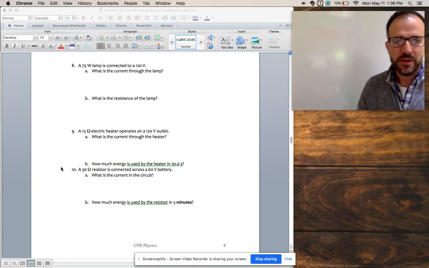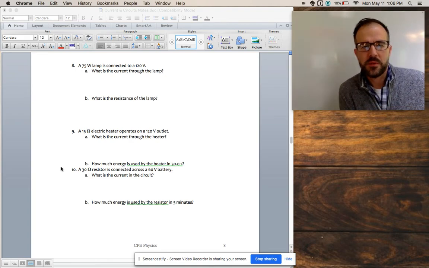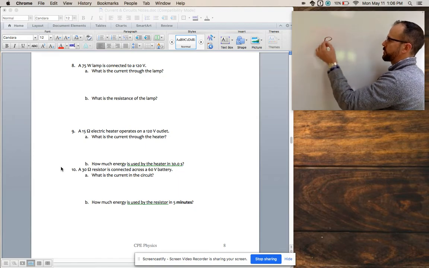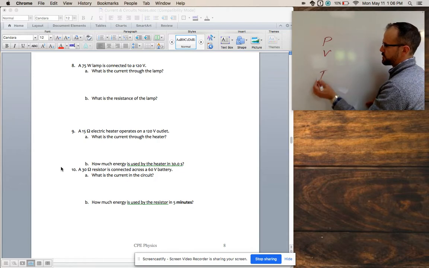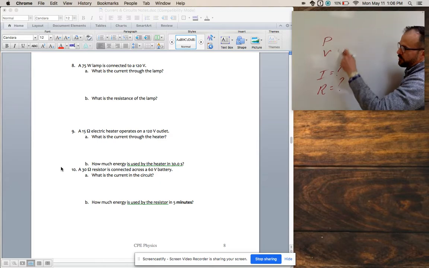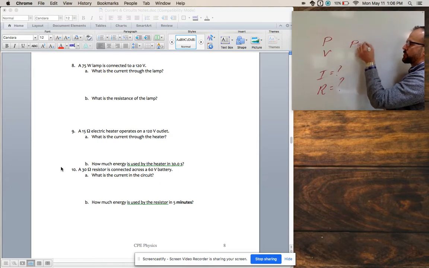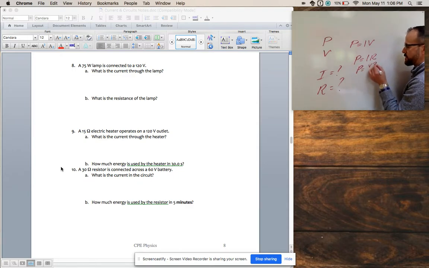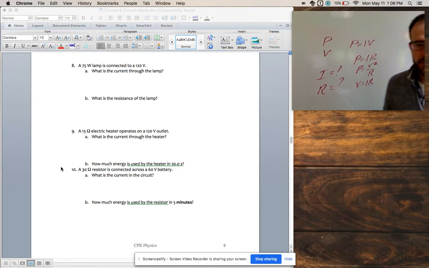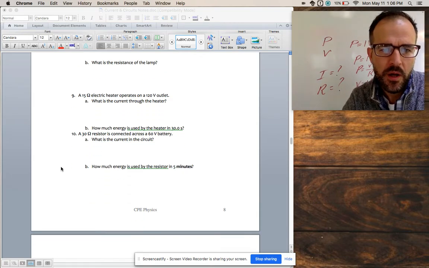That's great. Number 8, we've got 75 watts, and we've got voltage. So we've got power and volts. What is the current and what is the resistance? If we know power and voltage and we want to know I, it looks like we would use the P equals IV power formula. If you want to know resistance, you could use P is I squared R, you could use P is V squared over R, or you could use V equals IR. Take your pick.